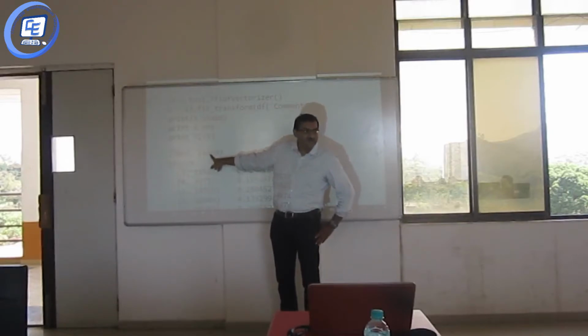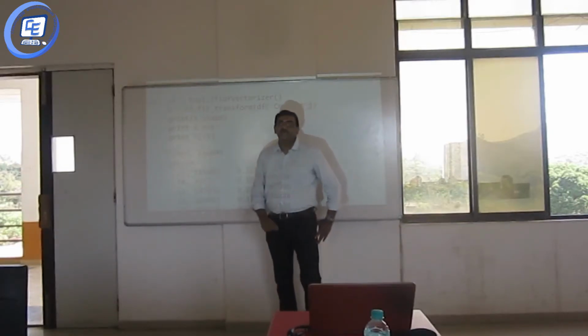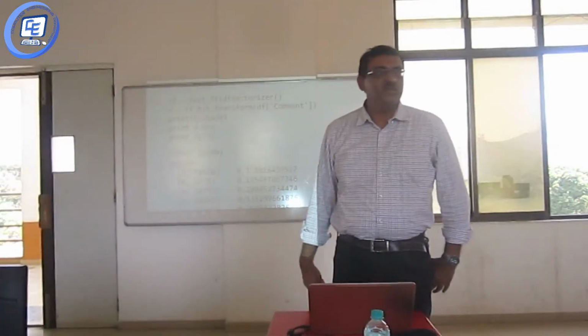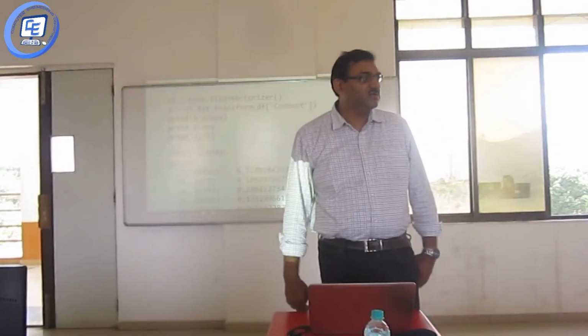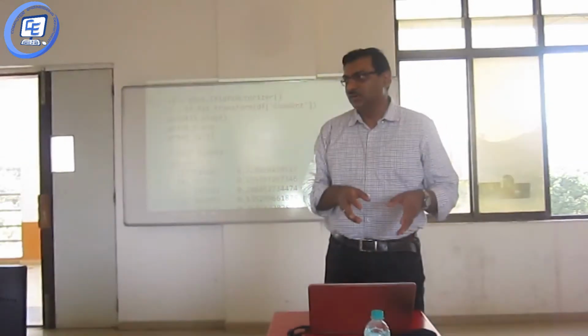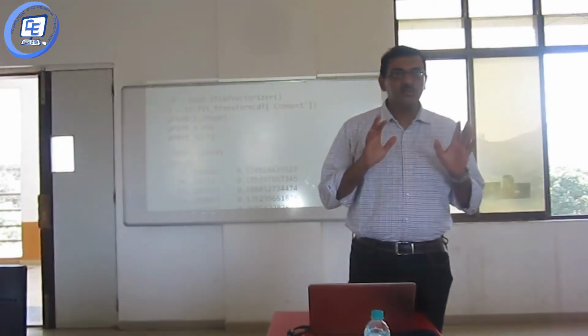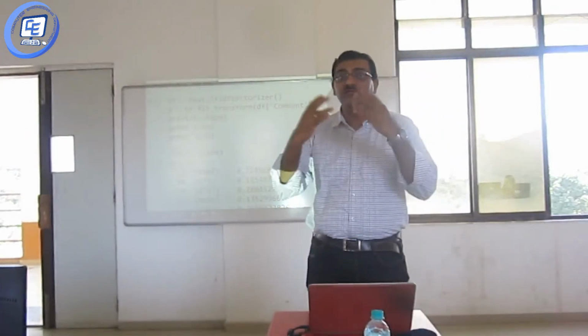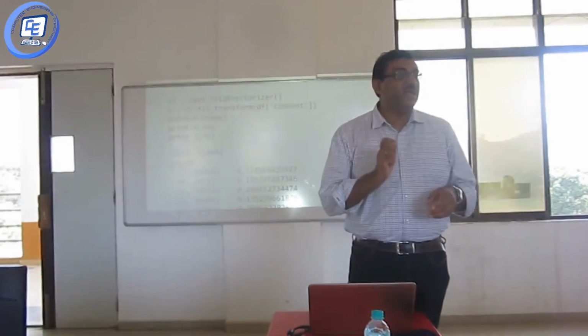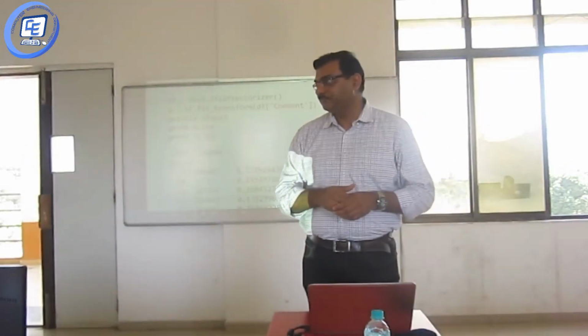This is n cross d. But this is a very sparse matrix. What is a sparse matrix? Sparse matrix means very few entries are filled. It is not a dense matrix. Not every entry is filled. Why? Because not every word is going to appear in every document.